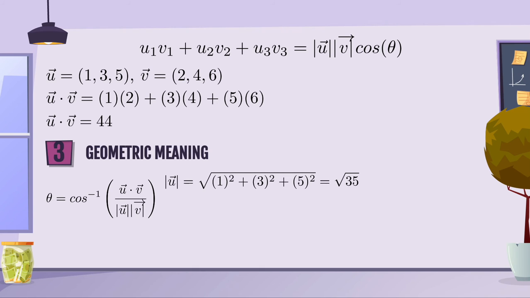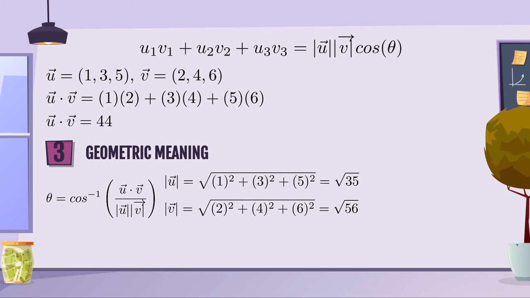So, let's first compute the magnitude of each vector individually. The magnitude of the vector u is just going to be equal to the square root of the components squared, summed together, right? So that's going to give us 1 squared plus 3 squared plus 5 squared all under a square root. That's 1 plus 9 is 10 plus 25 is 35. So the magnitude of the vector u is the square root of 35.